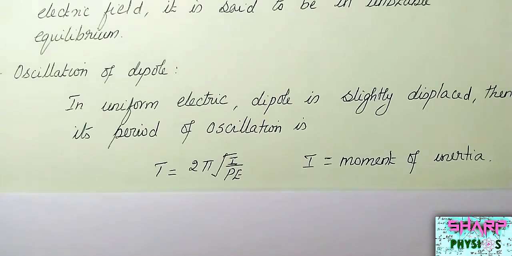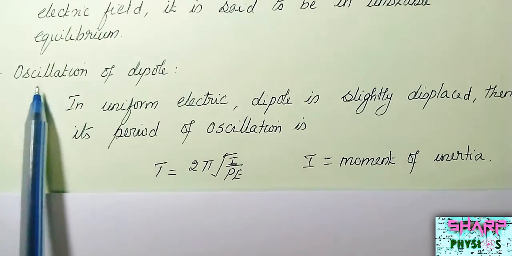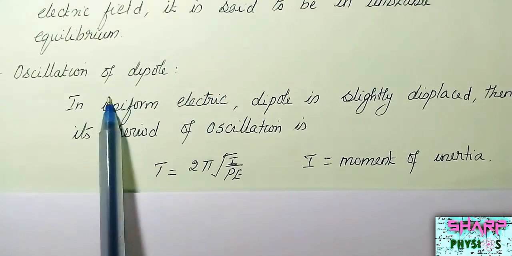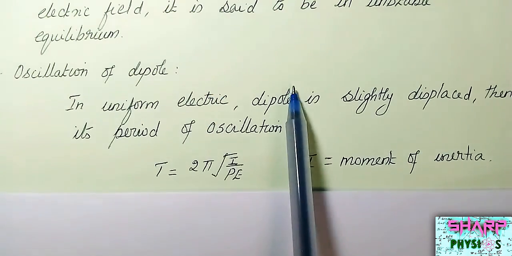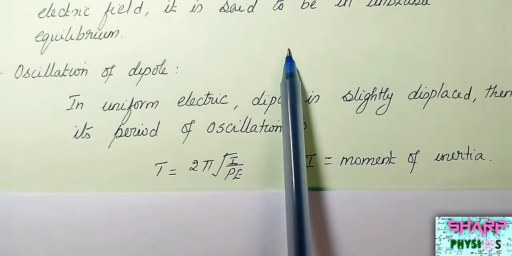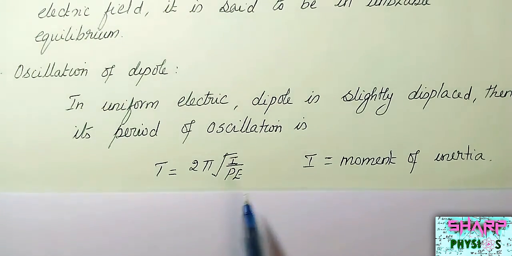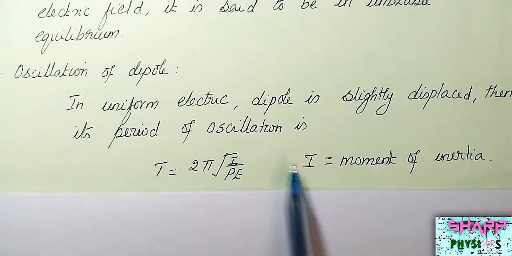The next one is when the dipole has been slightly moved from the normal equilibrium position in the field. So oscillation of the dipole occurs. That means when it is in this electric field, it is moved slightly from that position to another position. Then the period of oscillation is T equal to 2 pi root of I divided by P, where I is the moment of inertia.